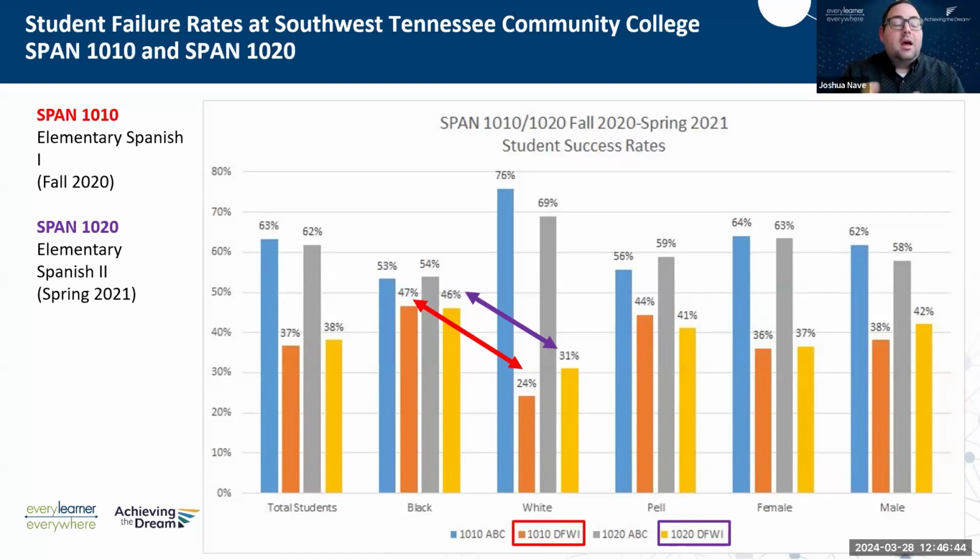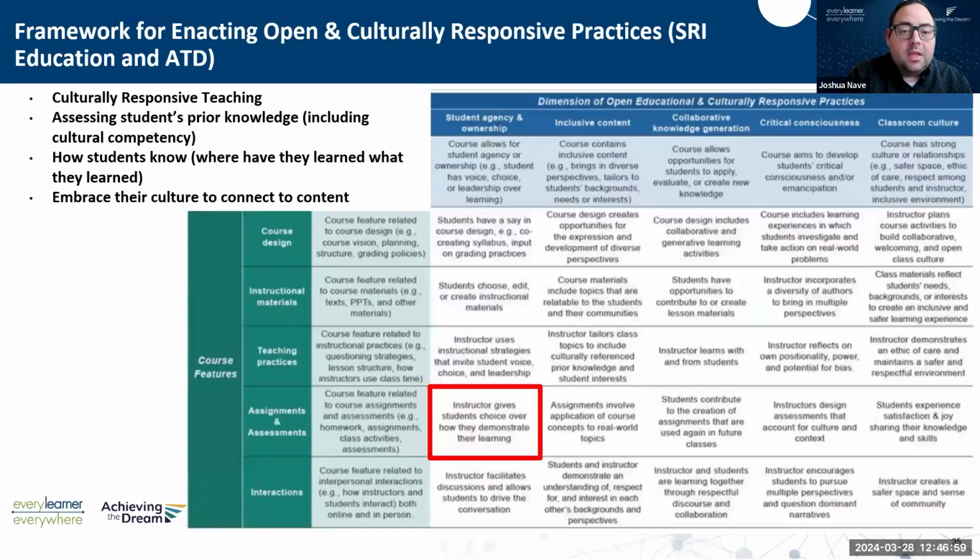So like April said, we were also looking for a way to raise everyone at the same time. And so that's where the discussion, especially that we had with ATD and through the OER grant, really helped open our minds. And on the next slide, we're going to look at something that we took away from the TBR grant, and that is the framework for enhancing open and culturally responsive practices provided by SR Education and ATD. This changed everything for us.